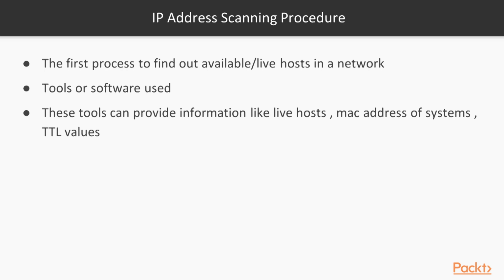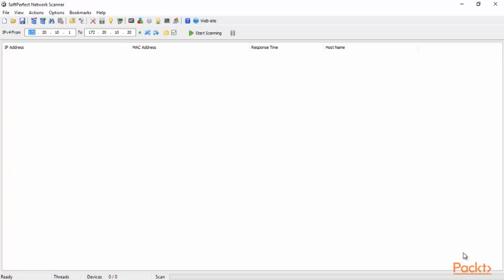and I will use a software. The software name is SoftPerfect Network Scanner, and you can easily download it from internet. It is freely available. I repeat it again, SoftPerfect Network Scanner, and I'm gonna use it right now to find out the open host or open computers in my network. So let's try out. Here you can see on the screen SoftPerfect Network Scanner, and it is generally used to find out the live host in a network, and we are going to use it right now.